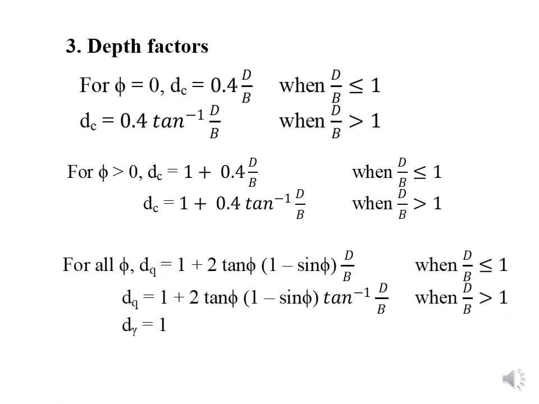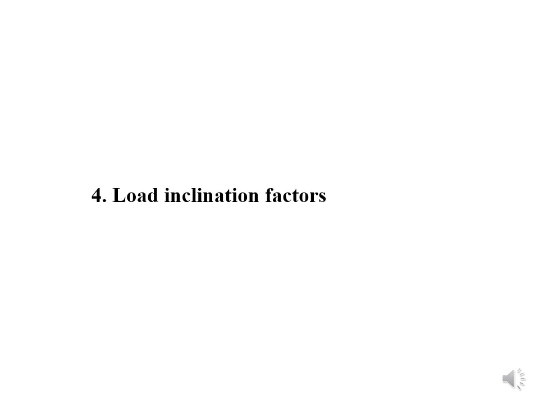For all phi, DQ we can calculate as 1 plus 2 tan phi into 1 minus sin phi squared into D by B, when D by B is less than or equal to 1. DQ also we can calculate by this formula, 1 plus 2 tan phi into 1 minus sin phi squared into tan inverse D by B, when D by B is greater than 1. And D gamma, we can directly use as 1 in the equations.